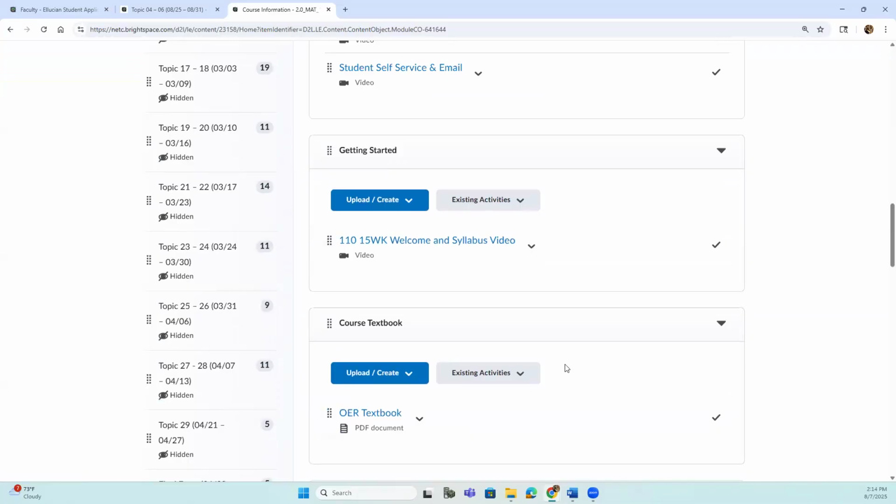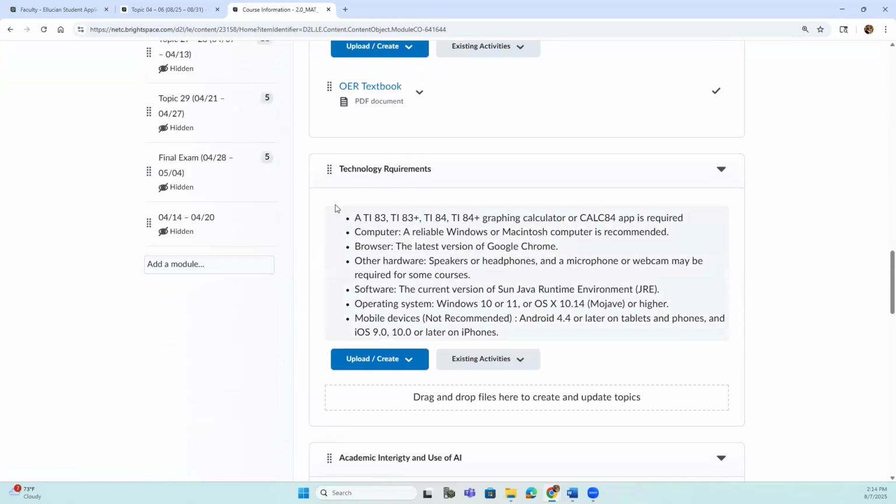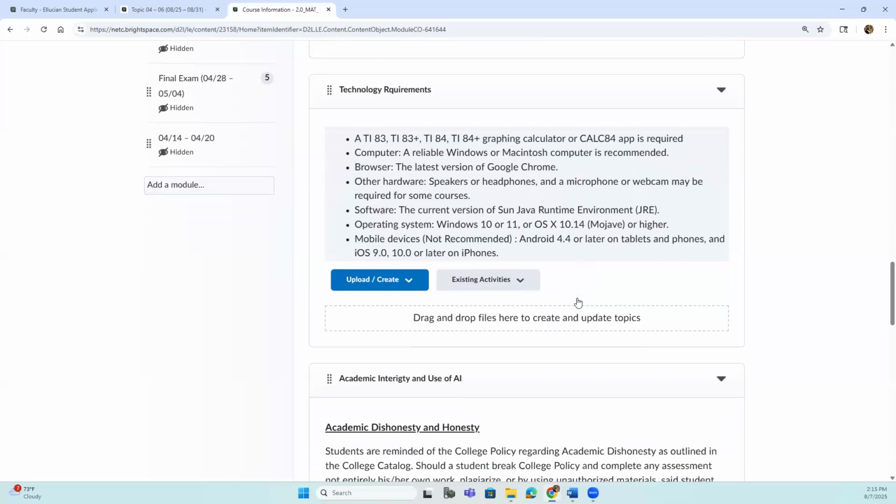You will not need to purchase any textbook for this class. We use an Open Education Resource textbook for reference. So here is the link. In this class, students do need a graphing calculator. So if you do not have one, see if your family or friends have one that you can borrow. If not, you can try this app called Cal84 app. But a graphing calculator is required in this class.